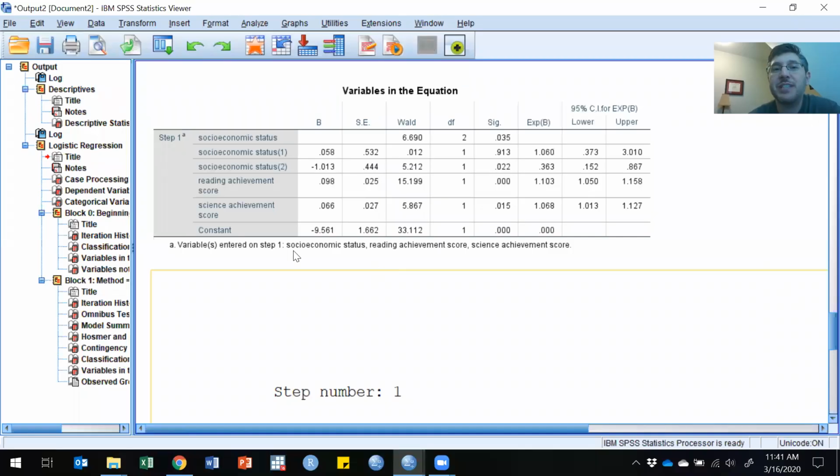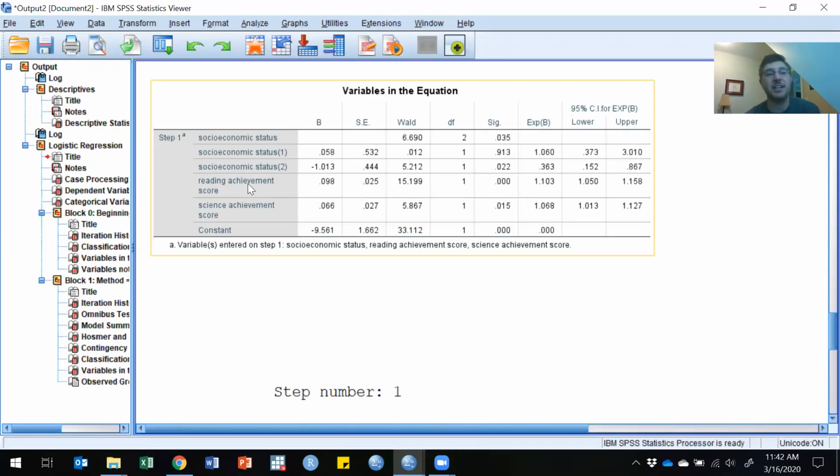So the thing to remember here is that these coefficient estimates are on a logit scale. So it's saying that a 1 unit increase in reading achievement corresponds to a 0.098 unit increase in the log odds of being in an honors composition course. Usually interpreting log odds units isn't very intuitive, so we'll exponentiate the coefficients and convert them into an odds ratio.